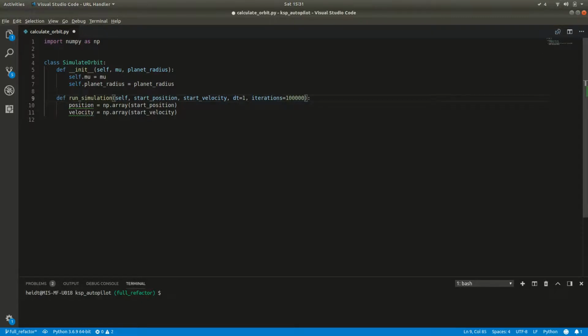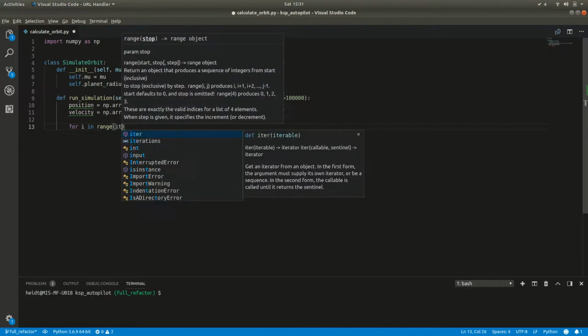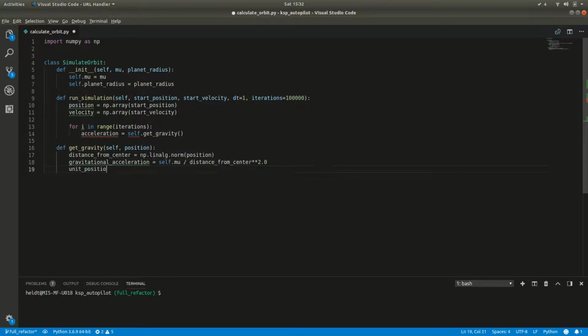Next, we'll write a function to calculate our following position and velocity given the current one, so just a single time step. First, our acceleration is given by the distance to the center of the planet. We'll write a function to calculate that distance, and then to calculate the vector that points towards the center of the planet, and then to actually figure out what the magnitude of that vector is based on our acceleration.